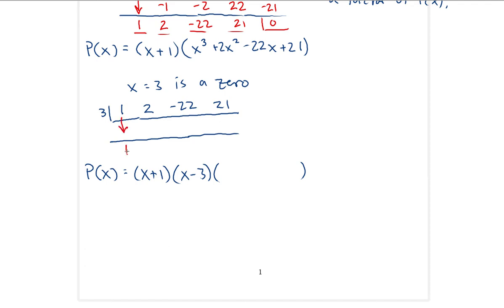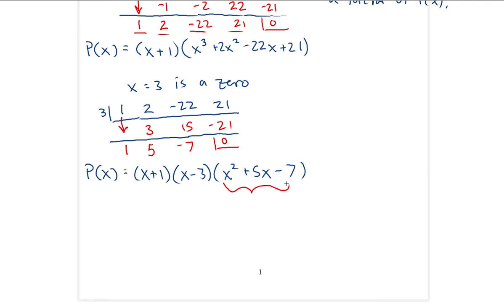So put the 1 down, put a 3, and then that gives us 5 when we add. Then we get 15, which gets us negative 7 when we add, and then negative 21, which, that's good. That gives us a 0. So that means this is x squared plus 5x minus 7. Now at this point, we know that this thing very well has zeros to offer. And in fact, we saw that there were 2 other zeros on that graph.